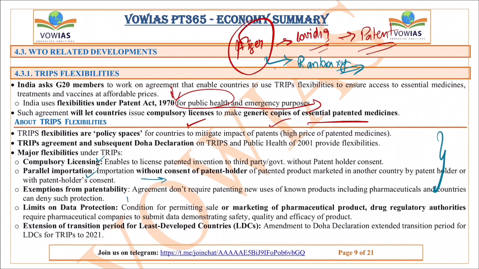Next one is exemptions from patentability, exemptions from patent in simple words, and limits on data protection. Okay, so this is self-understandable. So just pause and go through this once, these TRIPS flexibilities. If you have any doubt, do ask in the comment box. We will definitely get back to you.